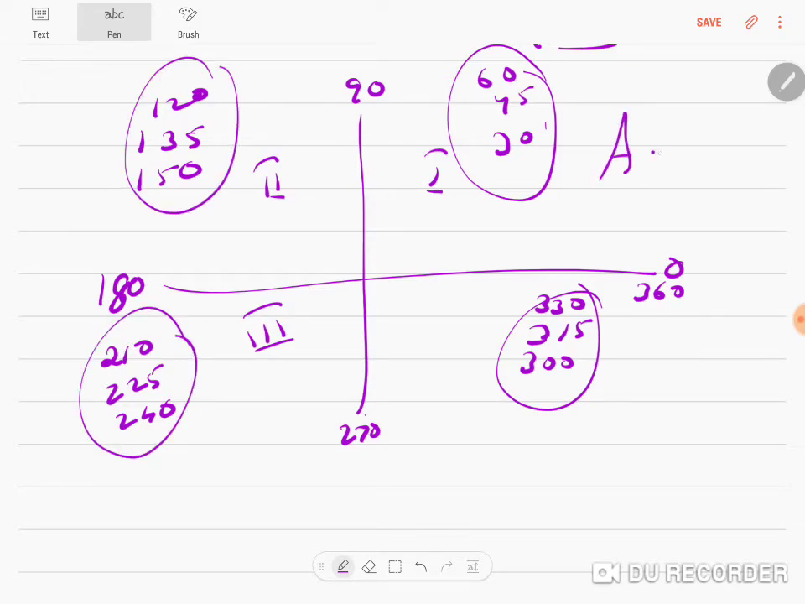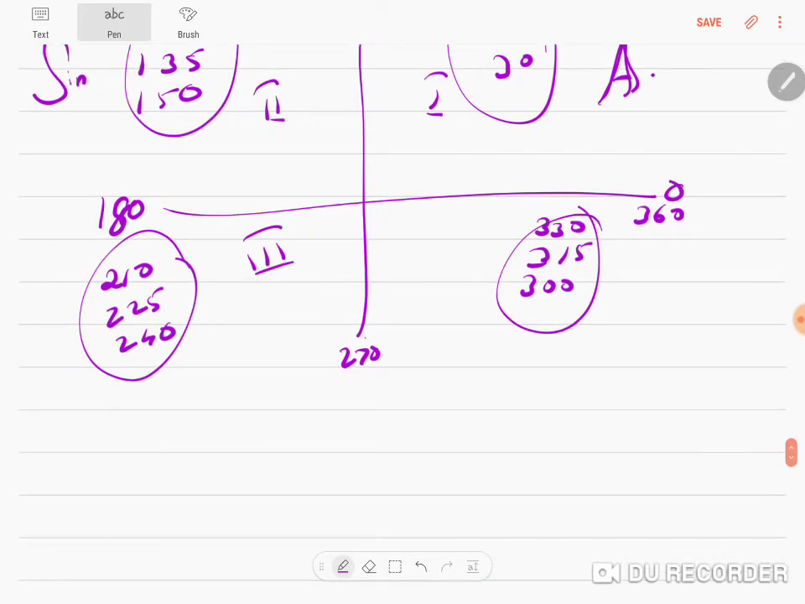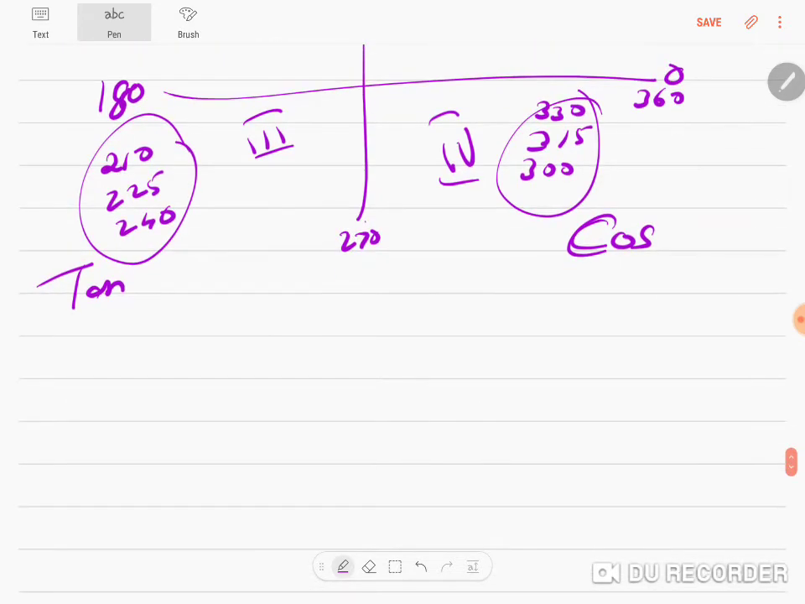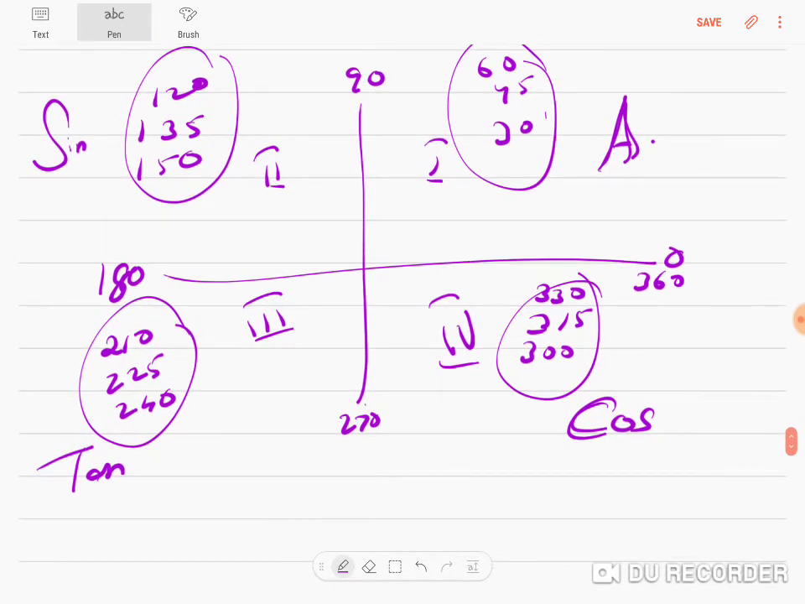As you all know, in the first quadrant all values will be positive. In the second quadrant, sine's value alone will be positive, or its reciprocal, cosecant. All Sugar Tea Cups: tan alone will be positive in the third quadrant, or cot, its reciprocal. In the fourth quadrant, cos alone will be positive, or its reciprocal, secant. Okay, so I hope you are clear. Let me elaborate on it so that you will understand more.